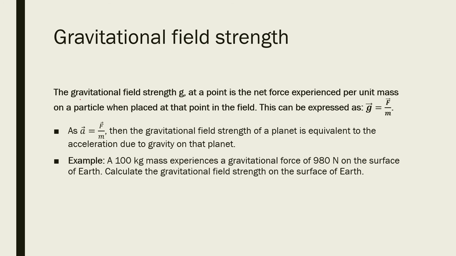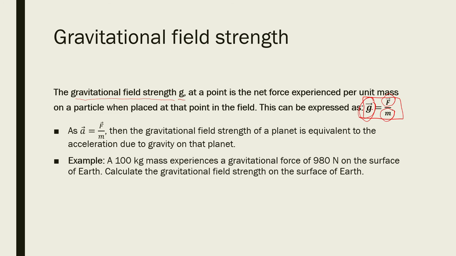Now, the gravitational field strength is defined as the following. You are expected to know this, but it's very rare that it would come up as an exam question. So the gravitational field strength g at a point is the net force experienced per unit of mass on a particle when placed at that point in the field. And quantitatively, it's this. So g, the gravitational field strength, is equal to the force experienced per unit of mass at a point in the gravitational field. This formula is on your formula sheet, and it's easy to remember the definition from this.